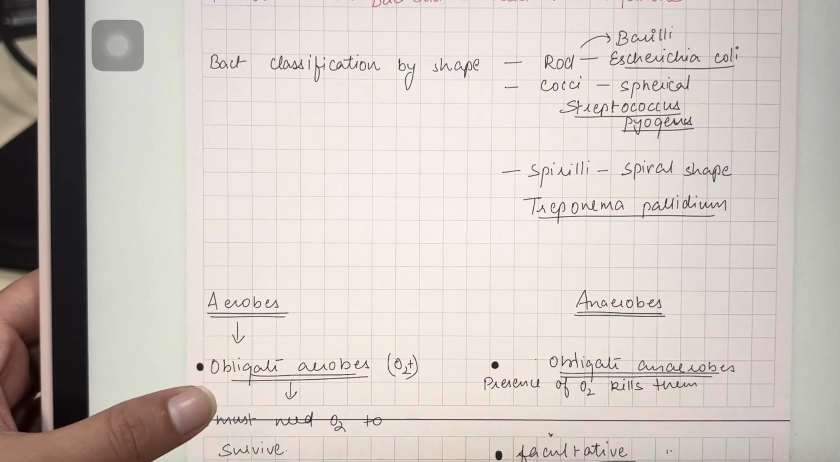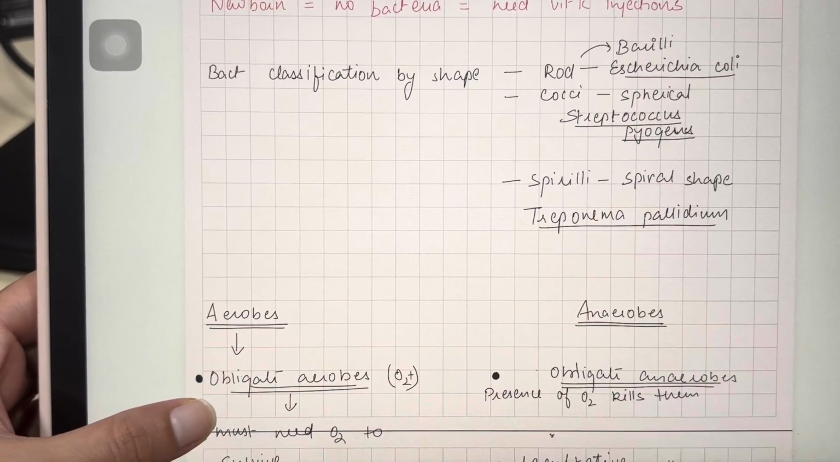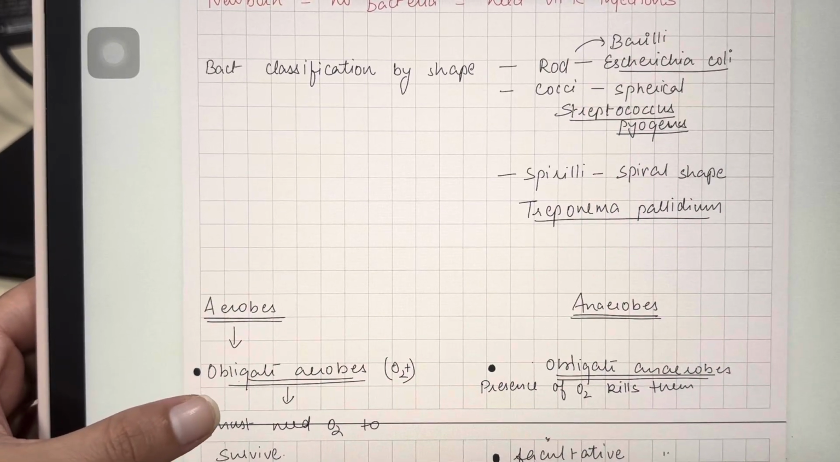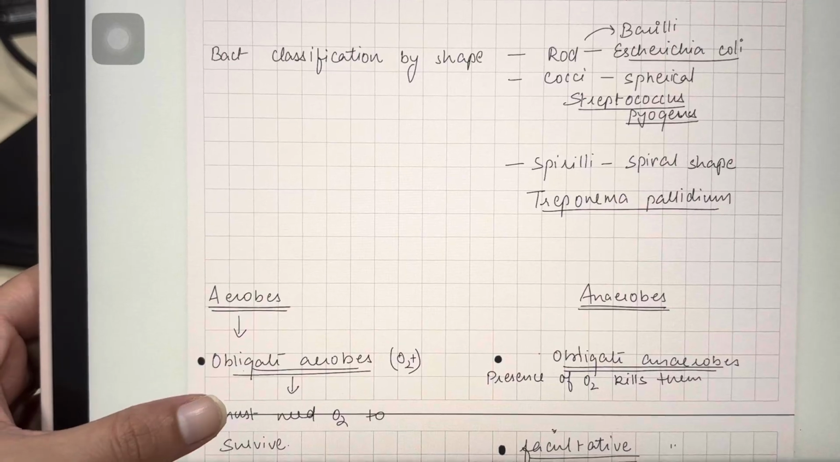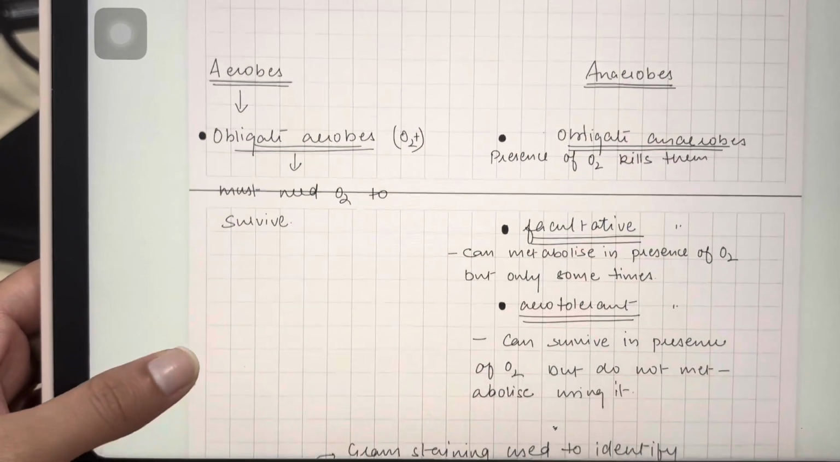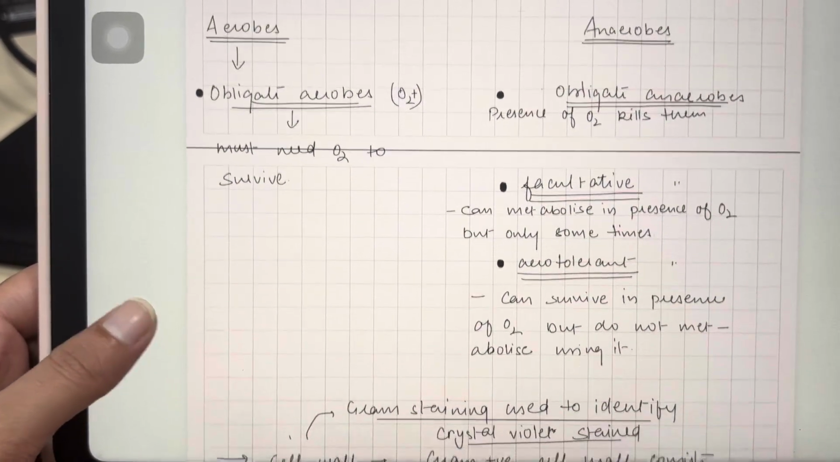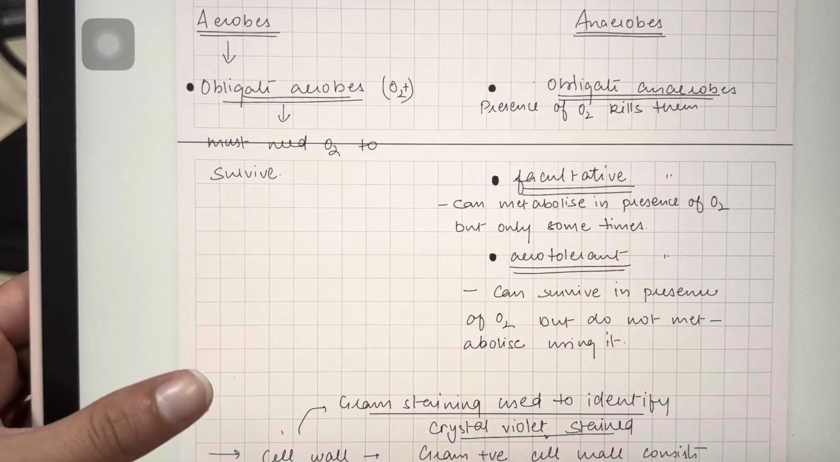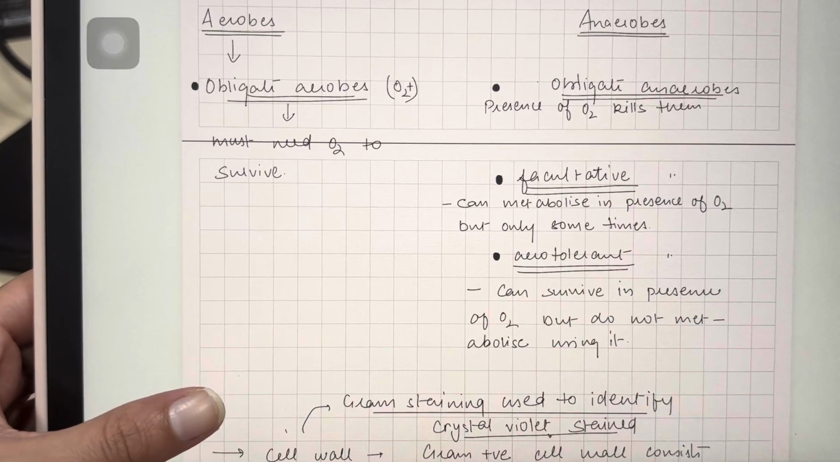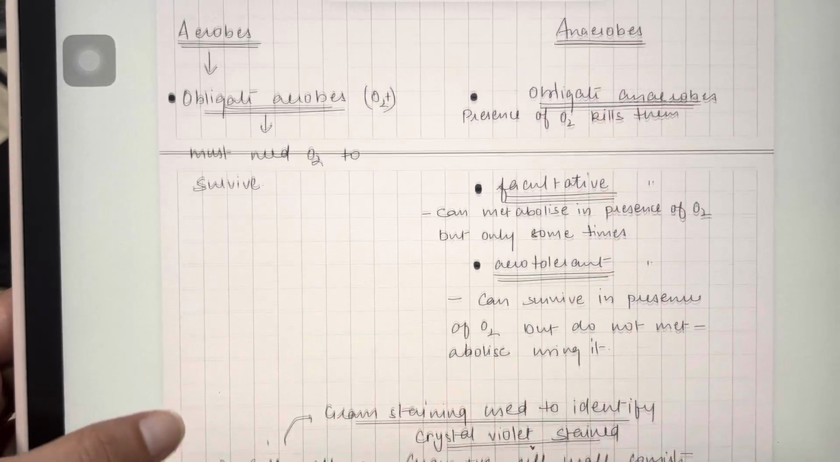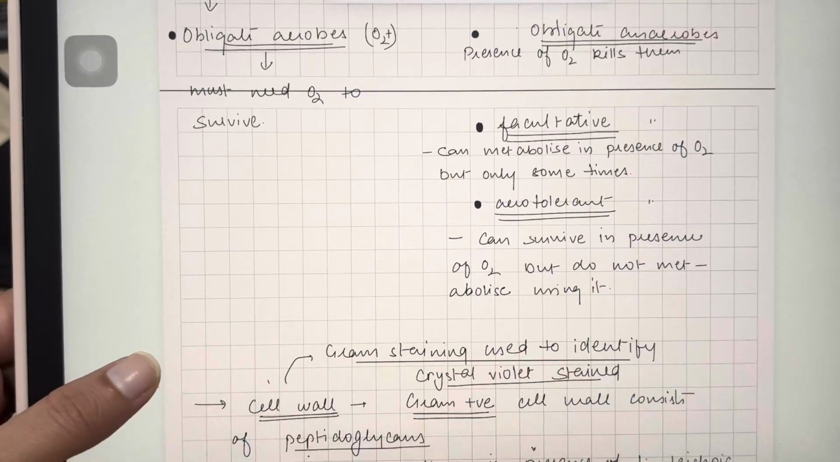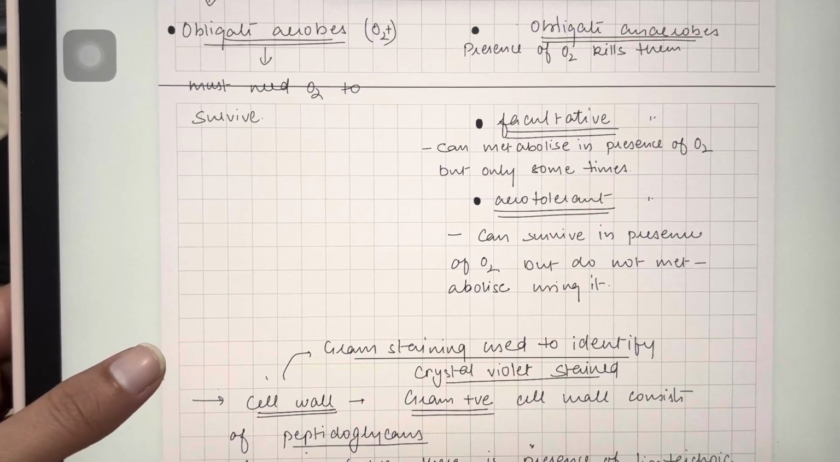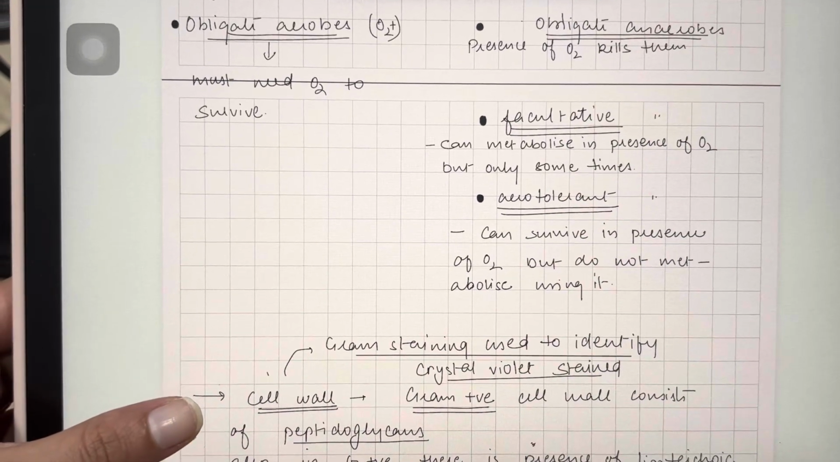Bacterial classification can be done on several types, but first of all there are rod, cocci, spiral. And then come the aerobes and anaerobes. Aerobes can be obligate aerobes. Anaerobes can be obligate anaerobes. Facultative anaerobes can survive in the presence of oxygen.